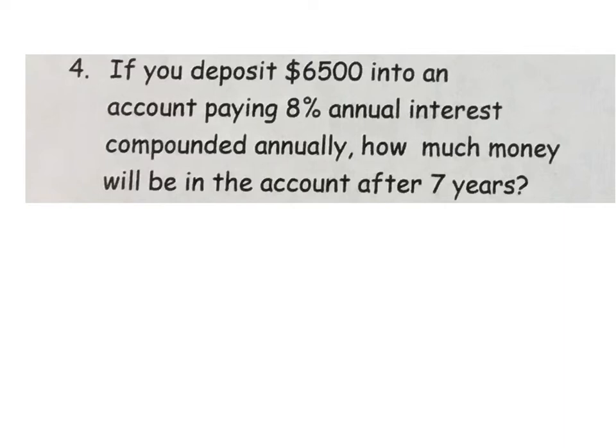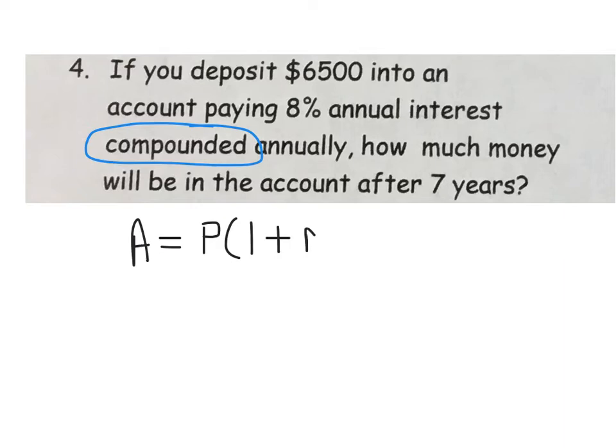Okay, number 4, if you deposit $6,500 into an account paying 8% annual interest compounded annually, how much money will be in the account after 7 years? So this is compound interest, and I know that because it says compounded right there. So if it's compound interest, I'm going to use my compound formula. So A equals the principal multiplied by 1 plus the interest rate, and then time in years is the exponent there.